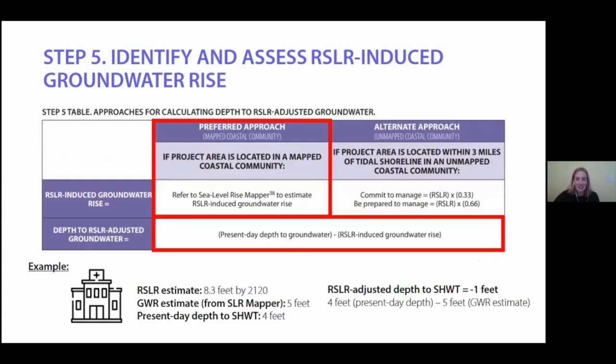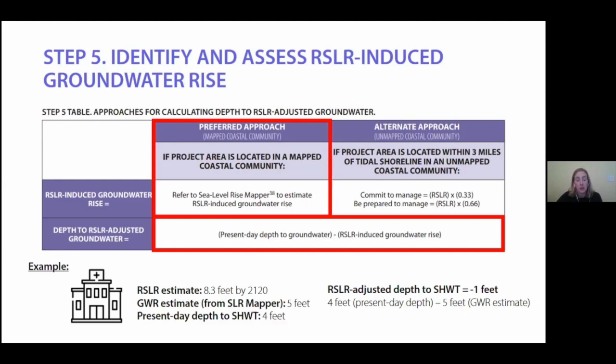All right, so let's go to the next slide. And let's look at this through the hospital example again. So we'll assume that the hospital project is located in a mapped community. And when we took a look at the sea level rise mapper, we found that groundwater rise at the project site is expected to be 5 feet, based on the 8 feet of RSLR that we're using for that site. We know that based on test pits at the site that depth to present day groundwater is 4 feet.